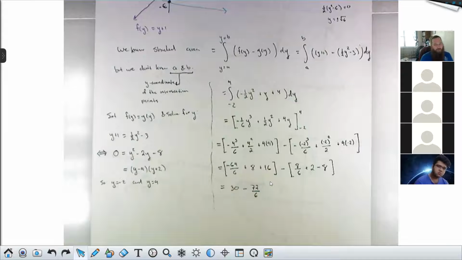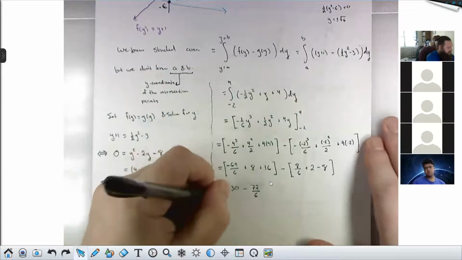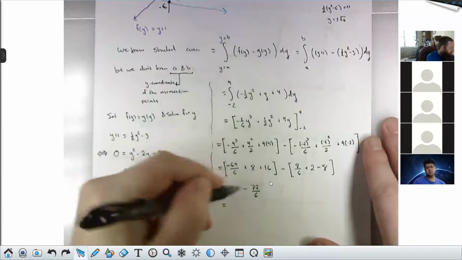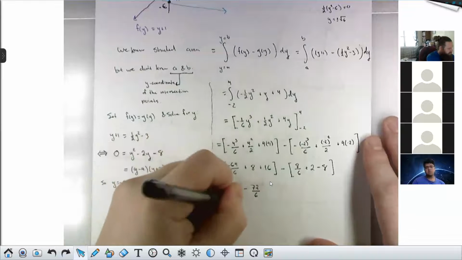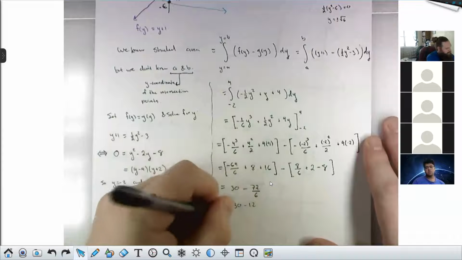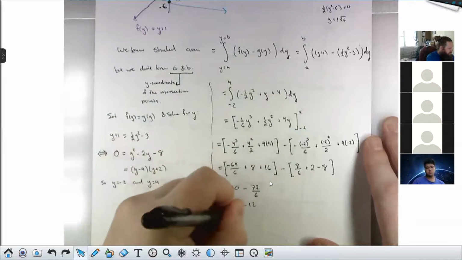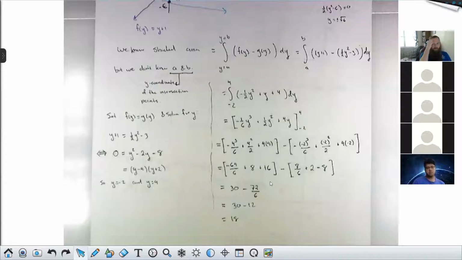And then I do think 72 is divisible by 6. What is 72 divided by 6? 24? Is that right? I'm thinking feet, right? Isn't 72 inches 6 feet? So this would be 12, not 24. So we've got 30 minus 12, which is 18. And that's it.